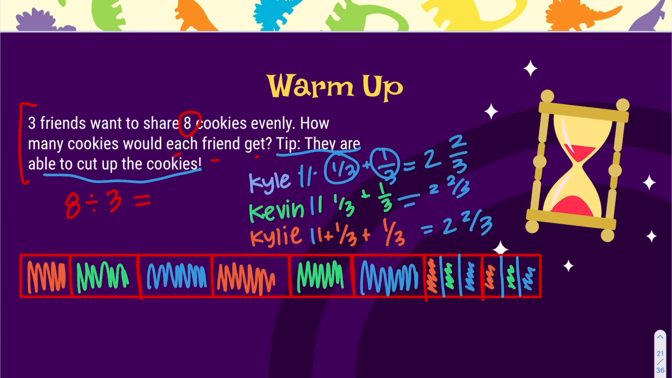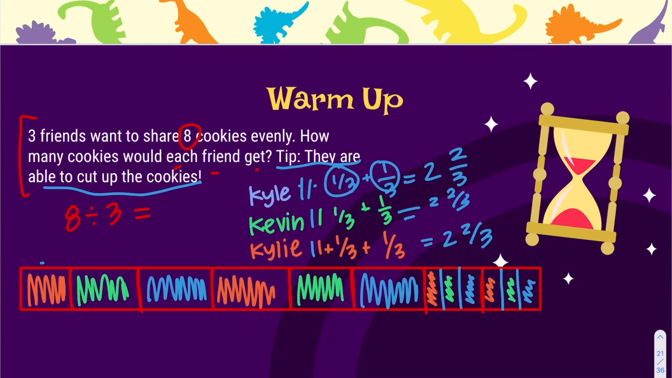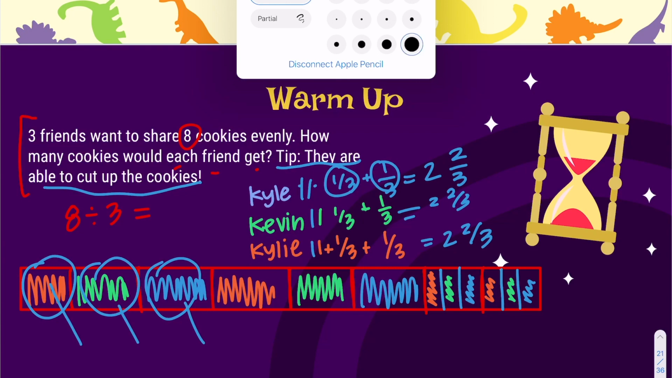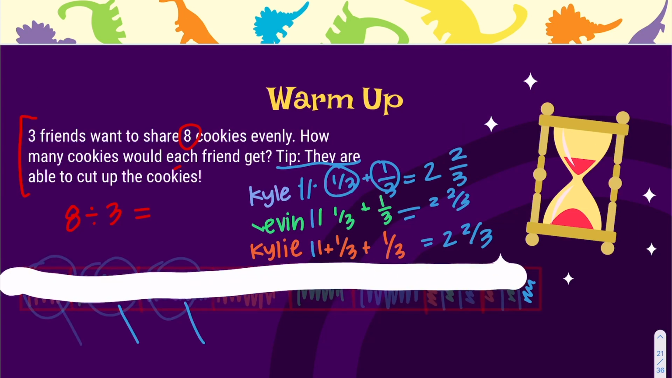Another way that we can see this is rather than just trying to give each friend 1 and just keep going and going, I'm going to erase this real quick and I'm going to show you a different way to see this. I'm going to keep Kyle's work up so that we remember what the answer was, which we got 2 2/3. Everything else I'm going to erase.